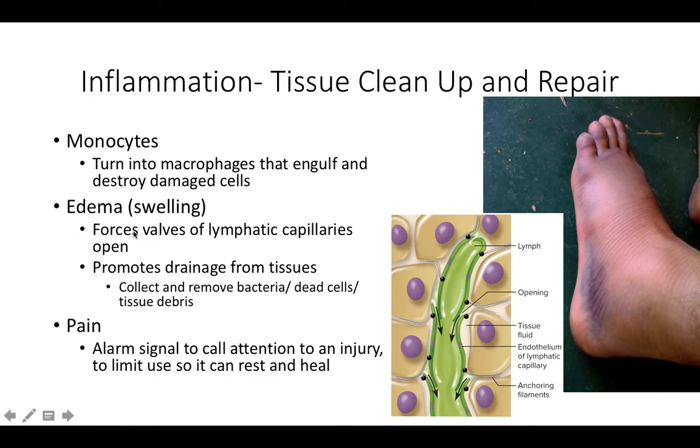And if we remember the 4 cardinal signs of inflammation, one of them is swelling. So that's how you get your swelling. Another is pain. Pain's really important in the repair part of inflammation because it basically acts as an alarm signal that says to your body, hey, this is injured, you need to limit its use so that it can rest and heal. So pain is an important part of inflammation that helps with tissue repair for that reason.